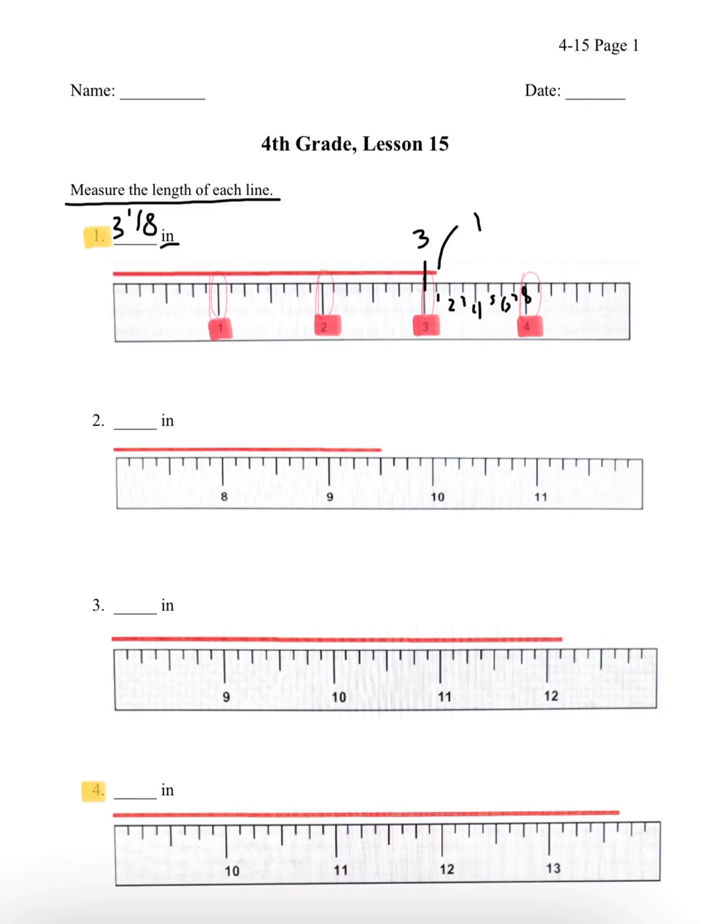Number 4, let's look. This time the mark here stops at 13. So it's going to be 13 blank inches. Let's see. There's 1, 2, 3, 4, and 5. It stops exactly at the 5 mark. So for number 4, it's going to be 13 and 5 over 8 inches. And that's our answer.